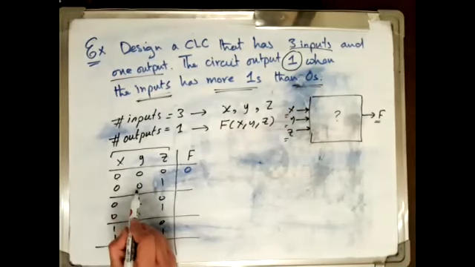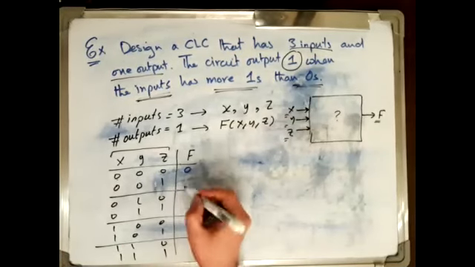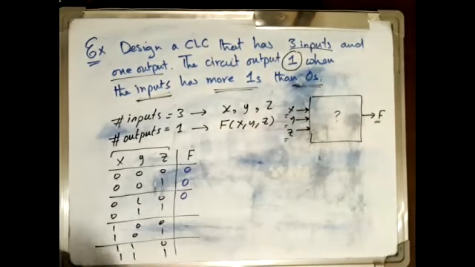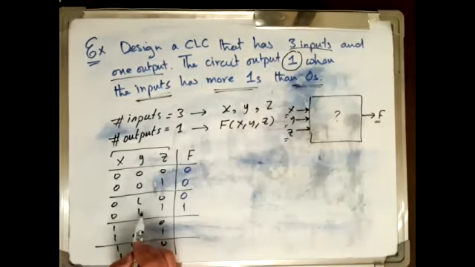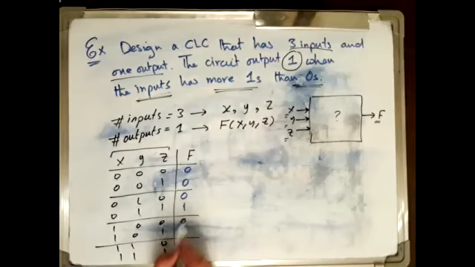Here we have 2 zeros and a single 1, so the number of ones is less than the number of zeros, so this is 0. Same thing here, it is 0. Here we have 2 ones and 1 zero, so this is 1, because the input has more ones than zeros. The number of ones is greater than the number of zeros. And here it is 0 because you have 2 zeros and a single 1. Here we have 2 ones and a 0, 1, 1. So this is the truth table.